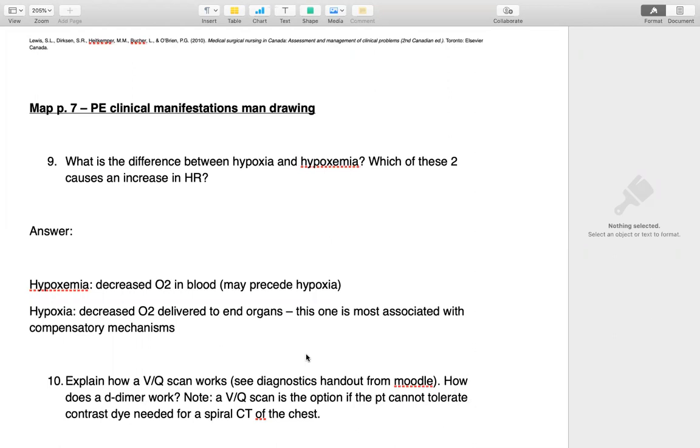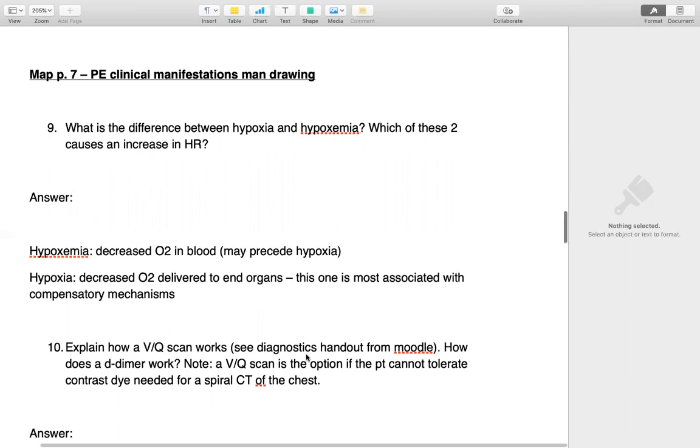Okay, on to question 10. Explain how a VQ scan works. We'll look at a handout on Moodle to talk about that one. How does the D-dimer work? We can look at something for that too. Just note, this is for diagnosing.